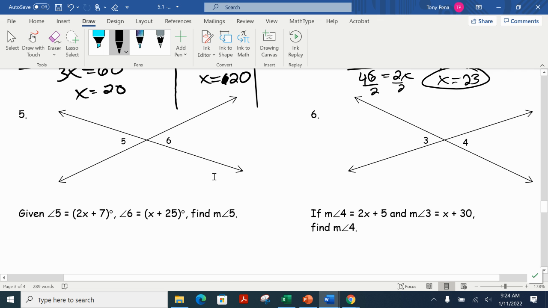This one, crossing my fingers, is today's notes. These angles are opposite of each other. So we talked about what that means. If our angles are opposite of each other, we gave them a name. We talked about what that meant.